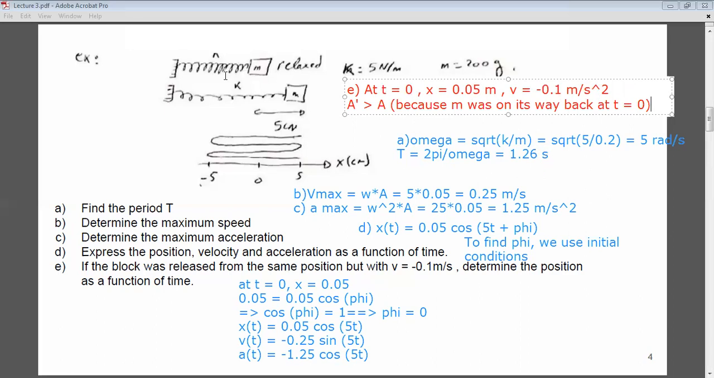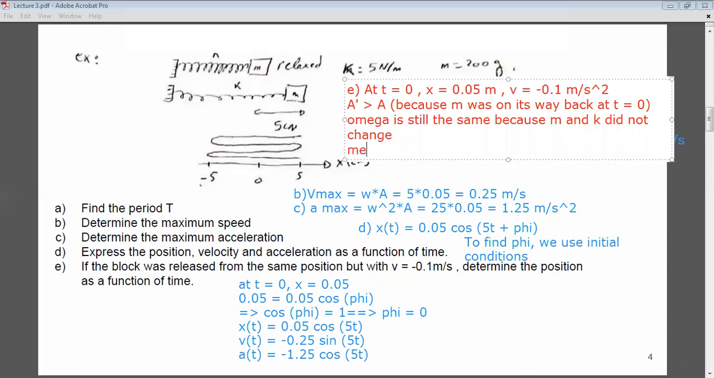But m and k are constants, so omega is still the same. Omega is still the same because m and k did not change. So omega is still the same value. Omega equals how much? 5 radian per second. Okay.